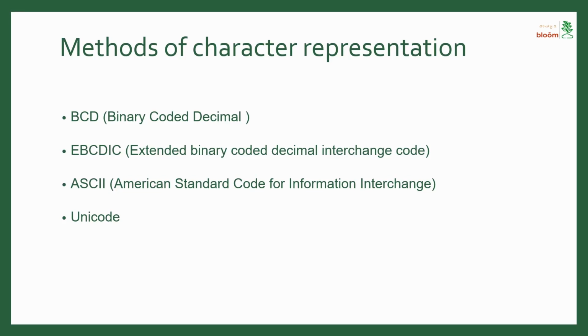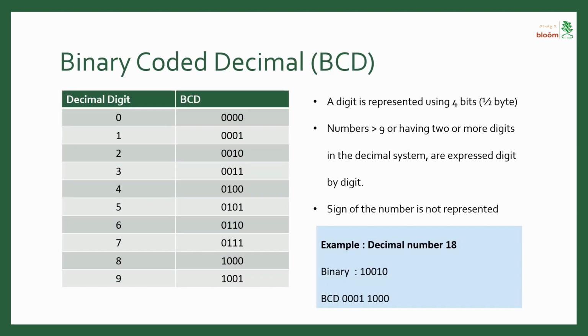There are several methods of character representation. Binary Coded Decimal, Extended Binary Coded Decimal Interchange Code, ASCII (American Standard Code for Information Interchange), and Unicode are the most popular character representation methods. In Binary Coded Decimal, or BCD, a digit is used. A digit is 4 bits, or half a byte.